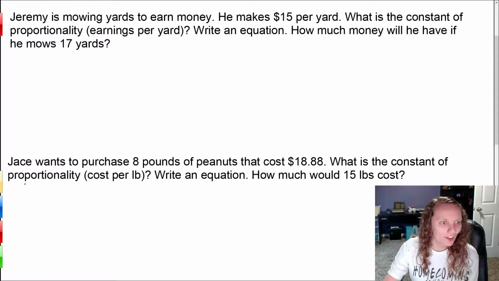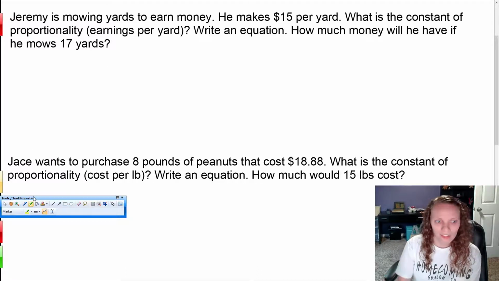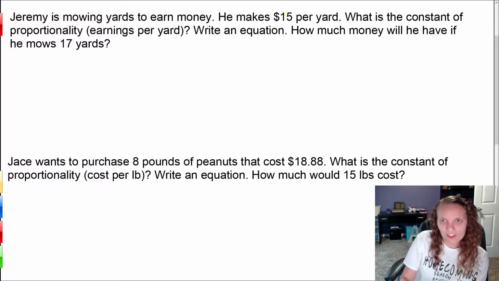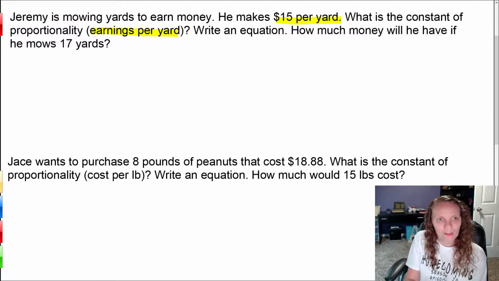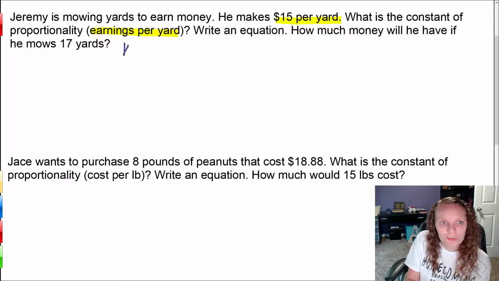Jeremy is mowing yards to earn money, and he makes $15 per yard. What is the constant of proportionality? In this case, it's the earnings per yard. So let's start there. We want to figure out how much he's making per yard, and it says right here he's making $15 per yard. So the constant of proportionality, k, is equal to 15. And it says to write an equation.